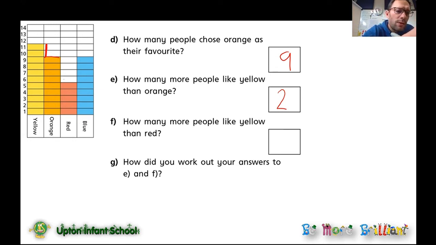But we could also just look at this gap here. So if we count that up, that is the gap, the difference between the red and the yellow, and that is 1, 2, 3, 4, 5, 6. So how many more people like yellow than red? 6 more people do. And then the last bit, how did you work out your answers to E and F? If there's somebody at home or next to you, can you just explain to them how you work them out?